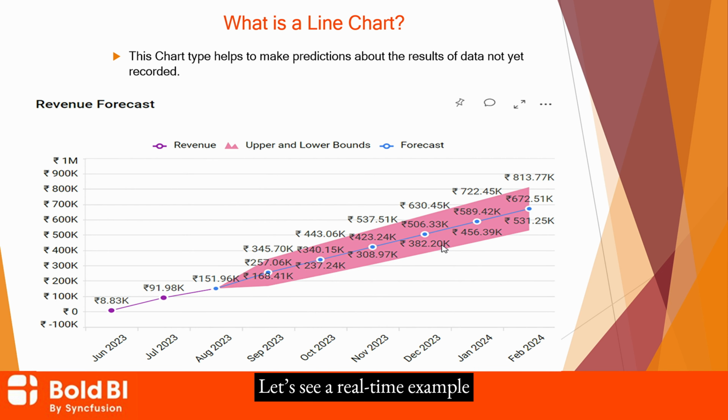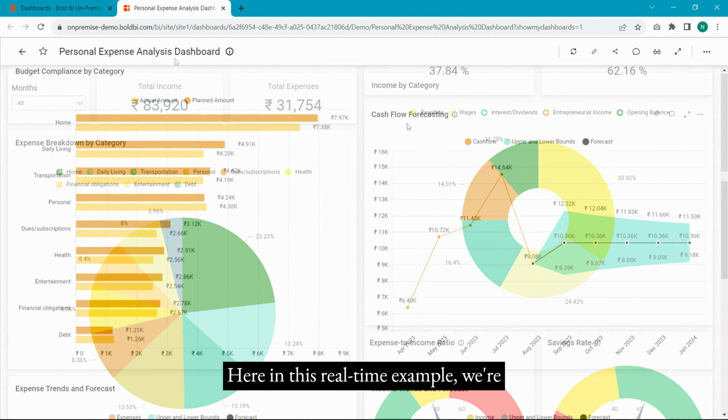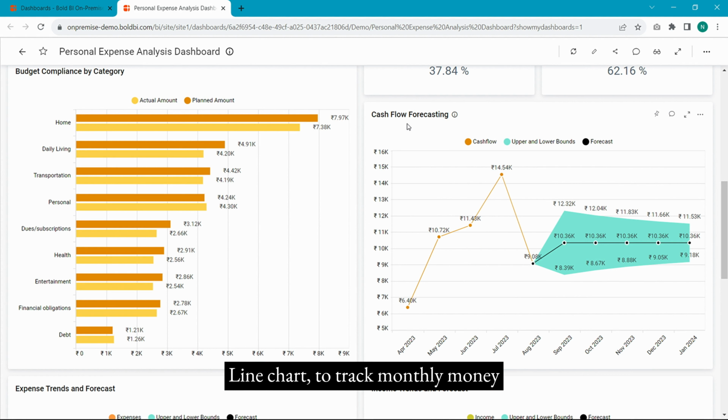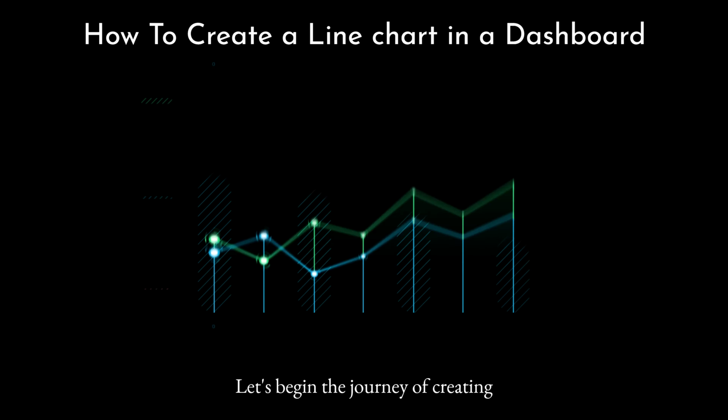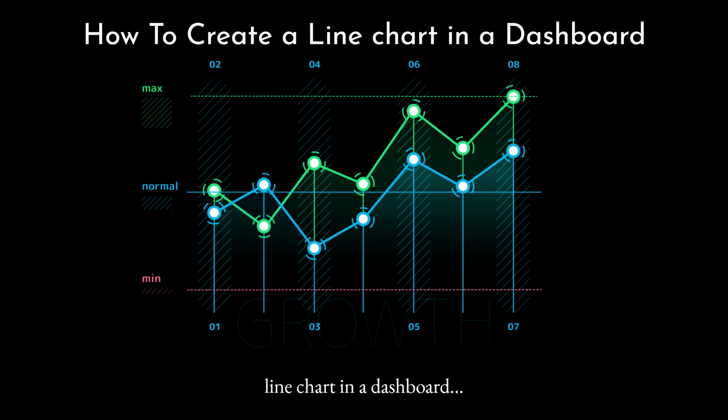Let's see a real-time example of a line chart in a dashboard. Here in this real-time example, we're using the cash flow forecasting line chart to track monthly money movement and predict future trends. This lets us manage our funds, spot income-expense gaps, and make informed choices for a stable financial state. These charts are particularly effective for showing how data changes over time or another continuous variable. Let's begin the journey of creating a line chart in a dashboard.